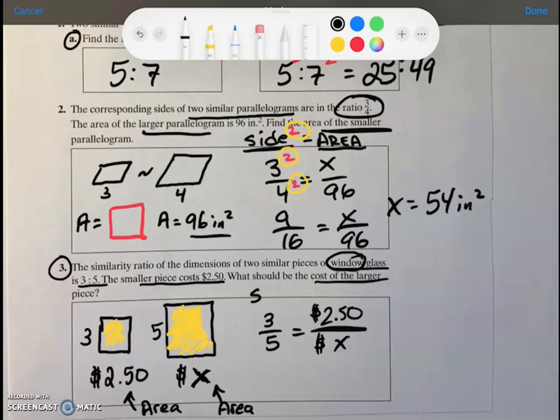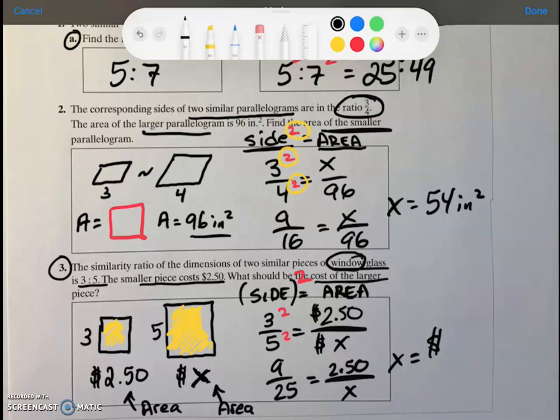So this ratio, 3 to 5, equals $2.50 over X. Before you cross multiply this, this is the side ratio. This is the area ratio, but the side ratio is not going to be equal to the area ratio unless you, and again, this is the key for today's work, square these numbers here on the side. So this will actually be 9 over 25 is equal to $2.50 over X. Saving time here, this should end up being, the bigger piece of window should be $6.94.